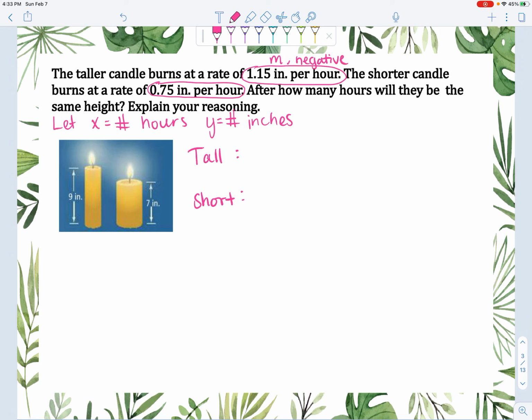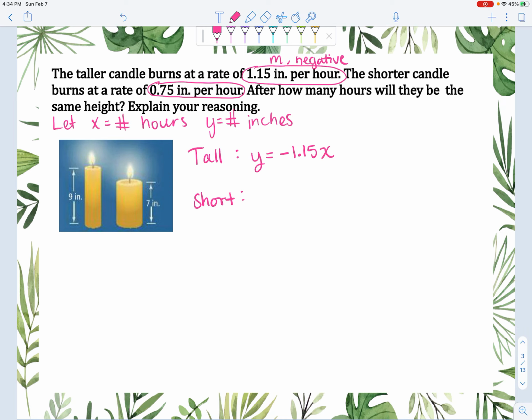It's giving me a slope and it's negative. And it's negative for both of them. They're both losing height over time. The tall candle is burning at a rate of 1.15 inches. So I can start by writing my linear equation y equals negative 1.15x.